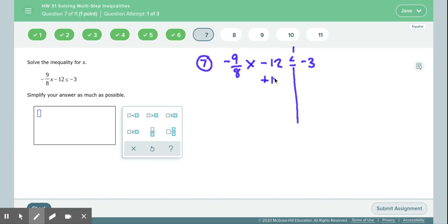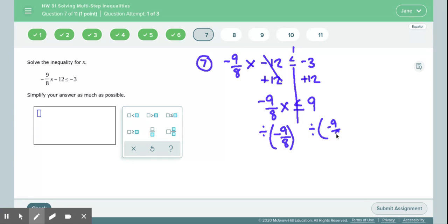So get rid of the subtraction first by doing the opposite to both sides. So I'm going to add 12 to both sides. That's going to leave me with negative 9 over 8 times x is greater than or equal to negative 3 plus 12, which is going to give me positive 9. The next thing that I'm going to do: x is being multiplied by negative 9 over 8. So I'm going to do the opposite of multiply, which is divide. So I'm going to divide my problem by negative 9 over 8. I will need to do so on both sides. All right, so negative 9 over 8 divided by negative 9 over 8 are going to cancel each other out. That's going to leave me with x.